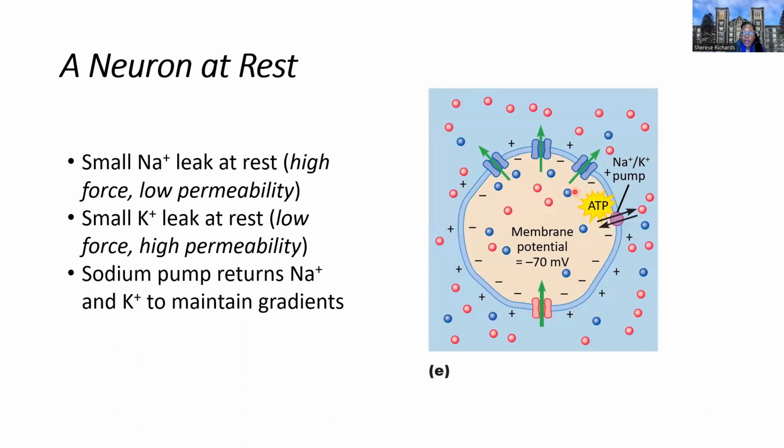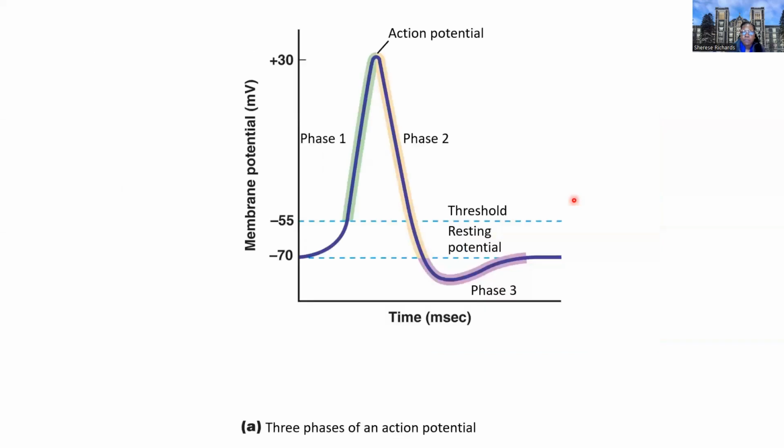So here's our small force for sodium, leaking it into the cell because we have fewer channels, lower permeability. Our force for potassium is moving it out of the cell through more channels, so that's a higher permeability. And then we have the sodium-potassium pump just balancing those movements out and establishing the negative 70 at rest.